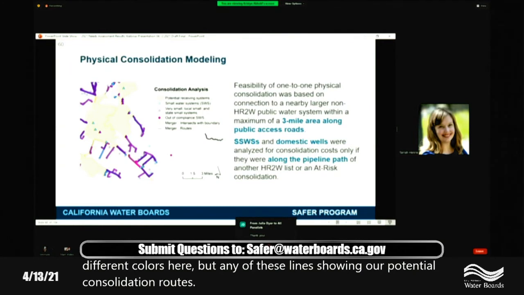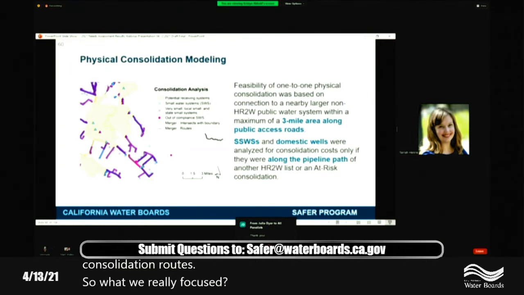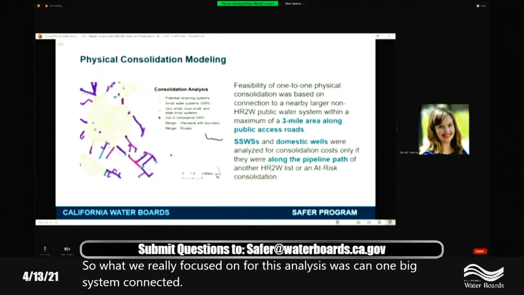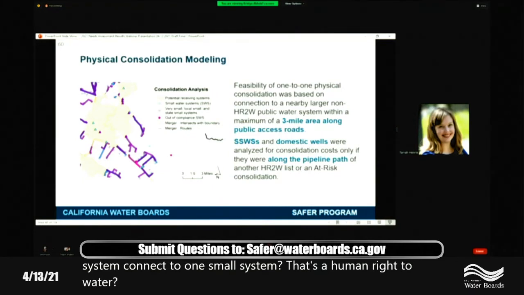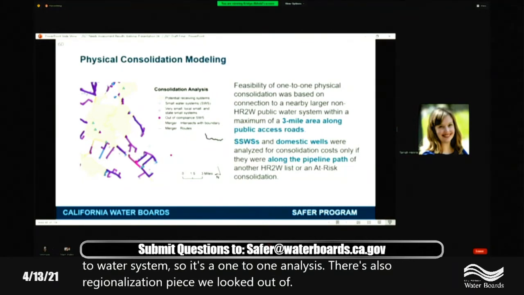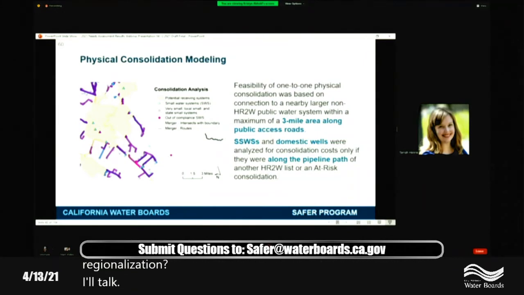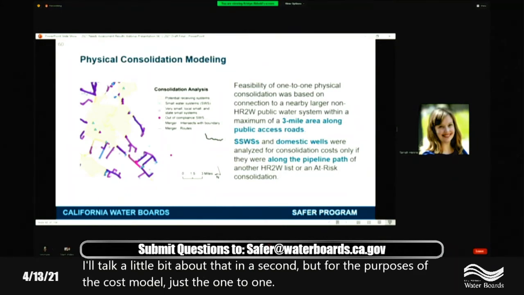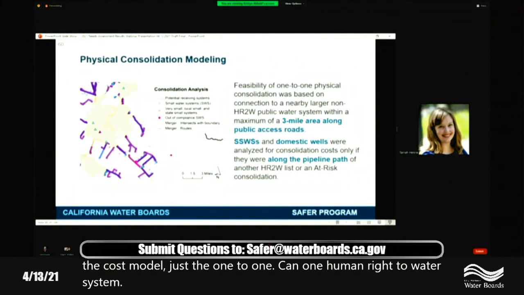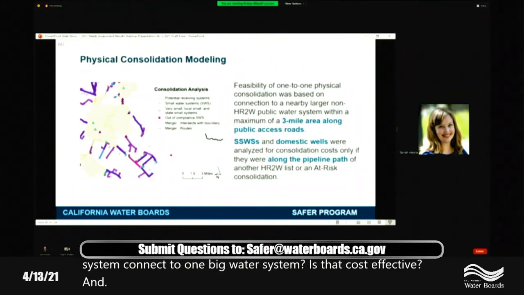What we really focused on for this analysis was, can one big system connect to one small system that's a human right to water system? So it's a one-to-one analysis. There's also a regionalization piece we looked at, like, what's the feasibility of regionalization? I'll talk a little bit about that in a second, but for the purposes of the cost model, just the one-to-one: can one human right to water system connect to one big water system? Is that cost effective? I'll talk more about that on the next slide.